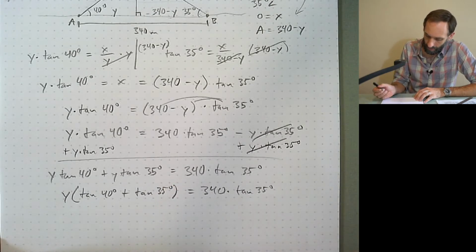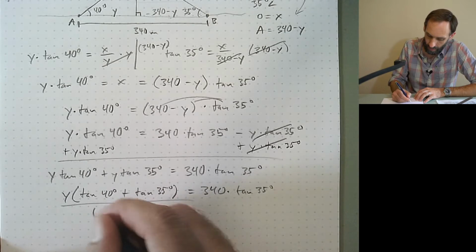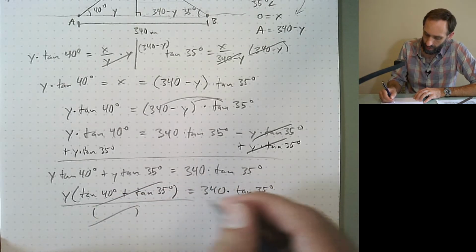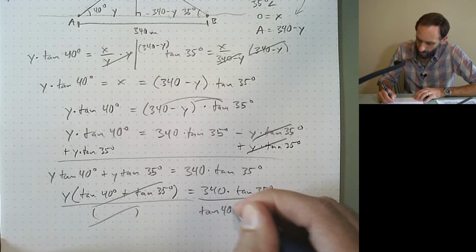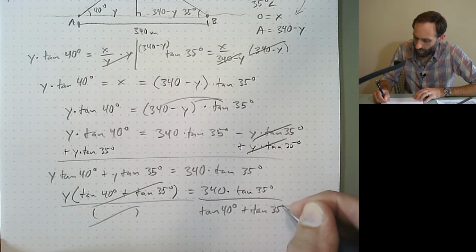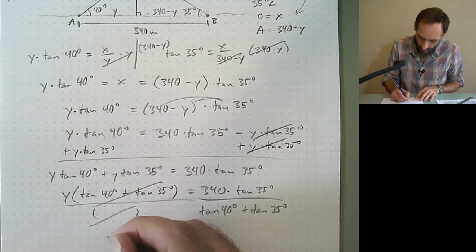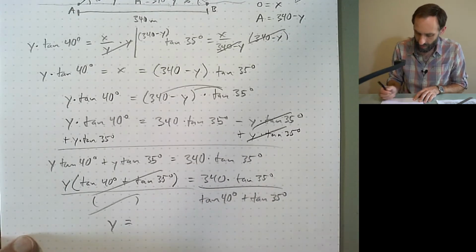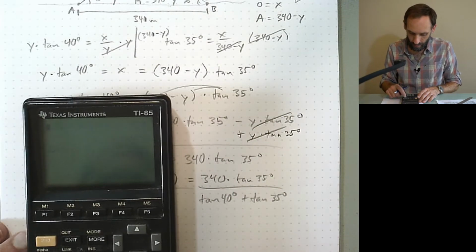And now I'm going to divide both sides by this thing. I don't feel like writing it all out, but anyway, those cancel out. I'll write it out over here: the tangent of 40 degrees plus the tangent of 35 degrees. So that's what I divide both sides by. And now I have an expression here that I can just plug into my calculator. Let's plug that whole thing in.